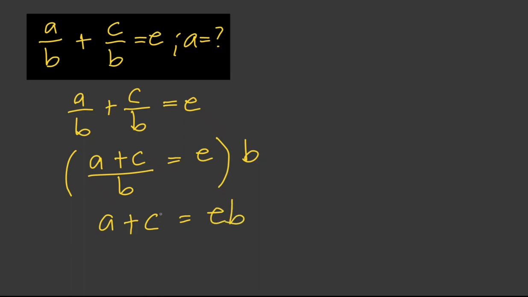And to solve for a, we group eb and c. So this one goes to the right. We group eb and c. C would become negative. So a equals eb minus c. So that is our solution.